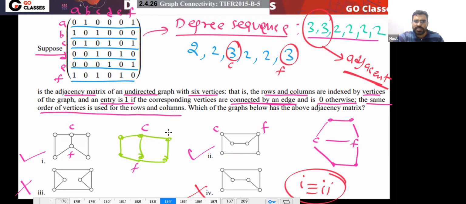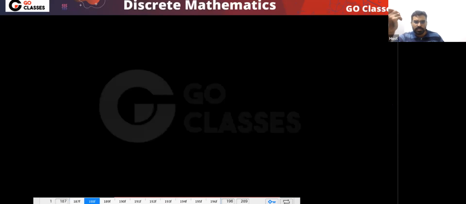Nikhil, this is what I'm doing. See, we are doing a 1-to-1 mapping. The degree 3 vertices we are calling C comma F. You can check that vertex 1 comma 2 are the same. Actually, option 1 and option 2 are exactly the same, these two options. Okay, so that's it now.